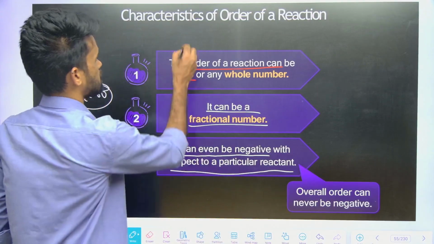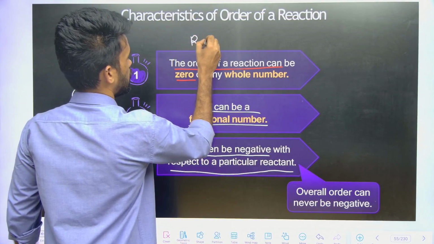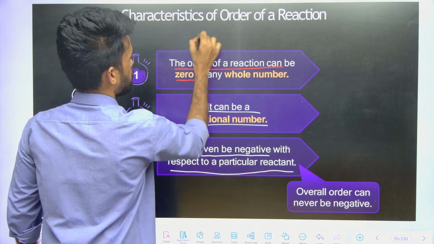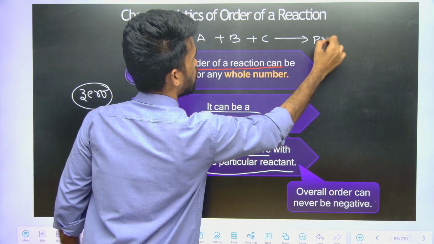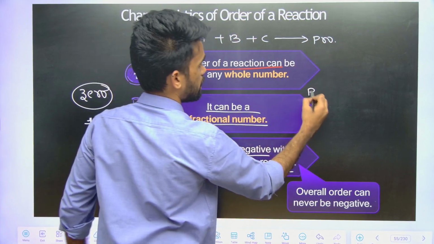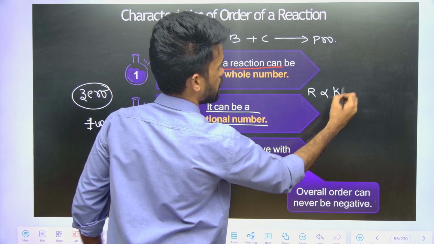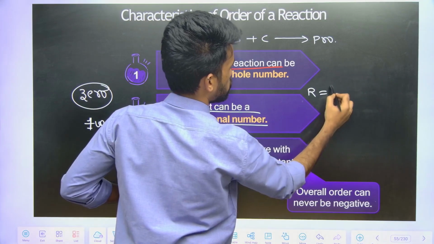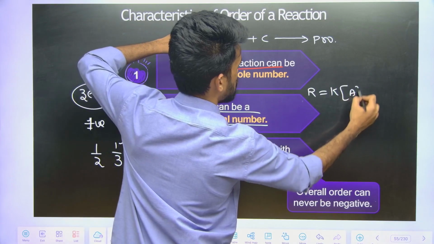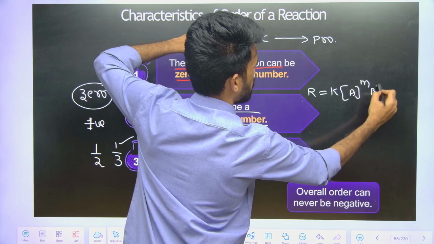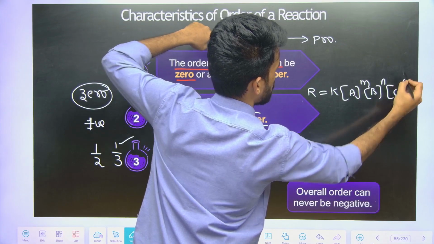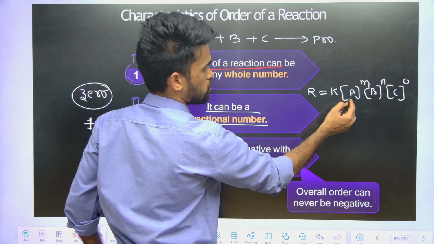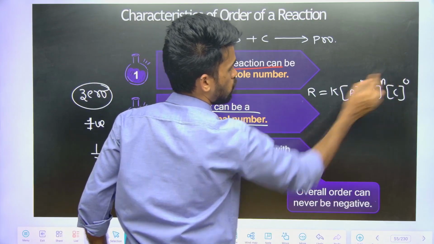It means, let us say A plus B plus C is giving some product. Now how do you write a rate law for this? Rate law is nothing but rate equals K times concentration of A to the power m, B to the power n and C to the power, let us say, o. Now order with respect to A is m, B is n, C is o, I am writing now.